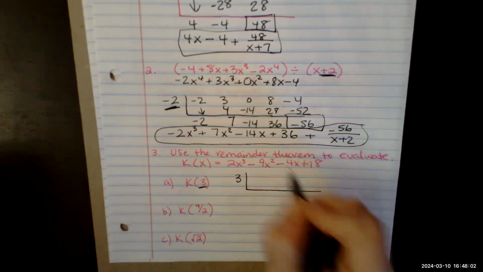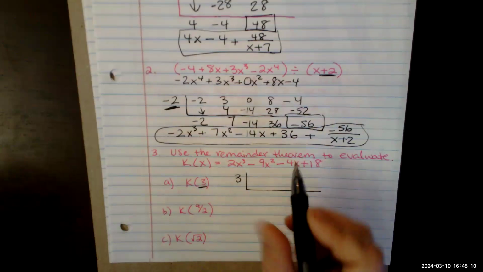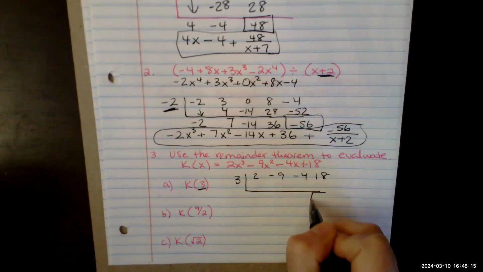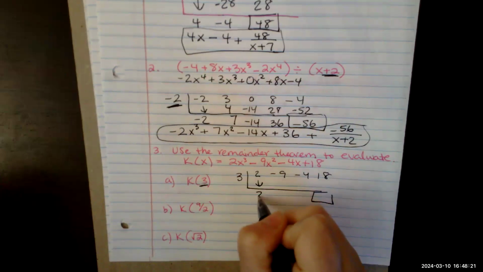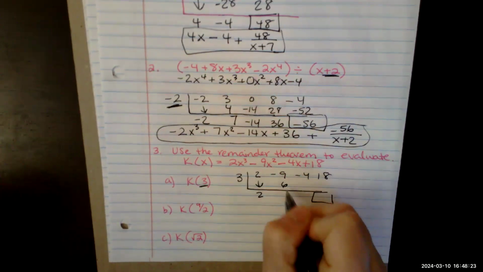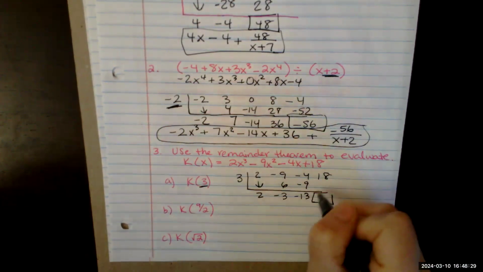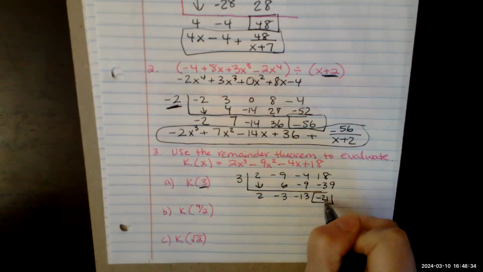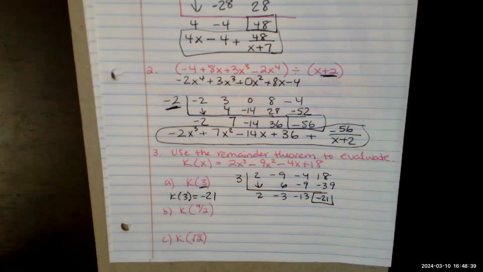instead, you can take the 3, and since that is an x value, you don't change it, put it on the outside, and do synthetic division. Whatever you get as your remainder is the answer to k of 3. So bring down the 2, multiply by 3, add, multiply, add, multiply, and add. So k of 3 apparently is negative 21.